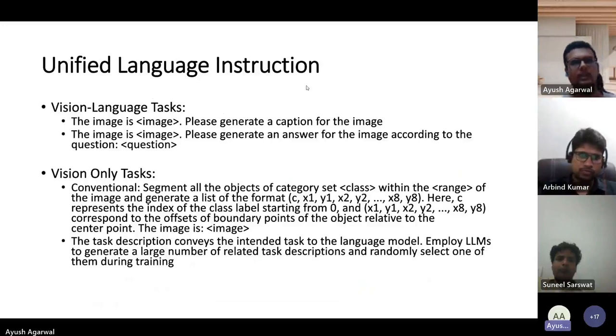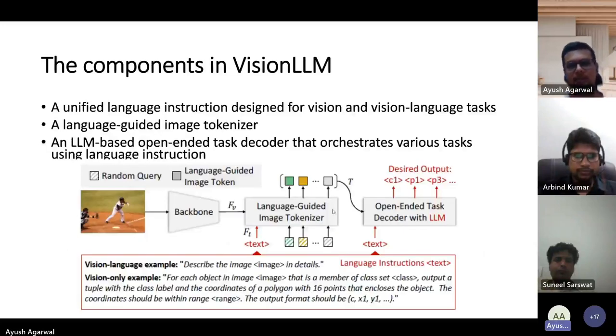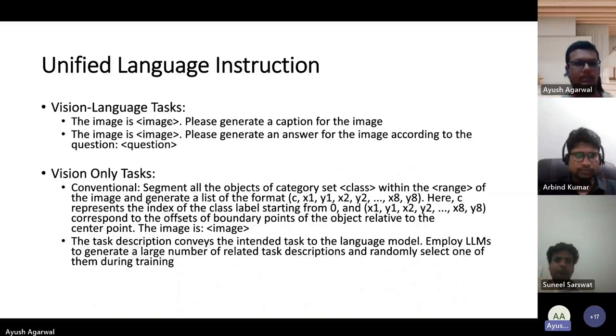So coming to the unified language instruction, for vision language tasks, the instruction can be like: the image, please generate a caption for the image. So this image in these brackets would mean that we are placing the tokens here that are obtained from the language guided image tokenizer. And for the second question, we are placing the tokens for the question here. So this was for vision language tasks.